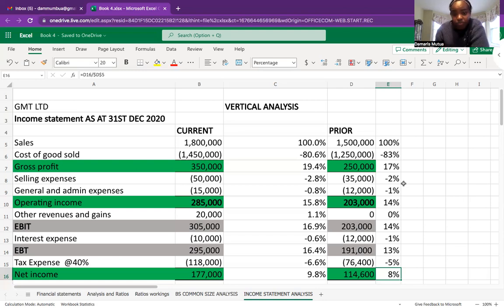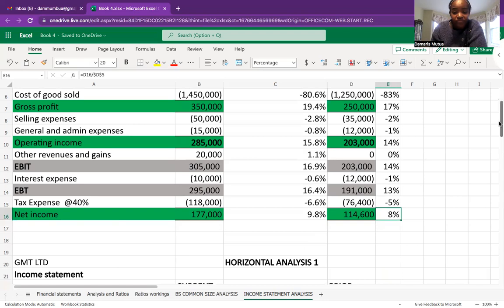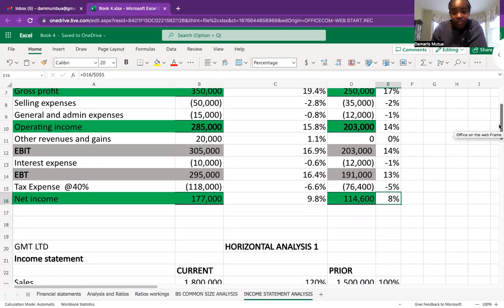Now you are able to analyze different performances for different periods, or maybe different organizations of different sizes. You want to know how you're performing compared to your competitor and organizations of different sizes. You express everything as a percentage. Then you're able to tell in general how you're doing as an organization. So very first, let's do the horizontal analysis.